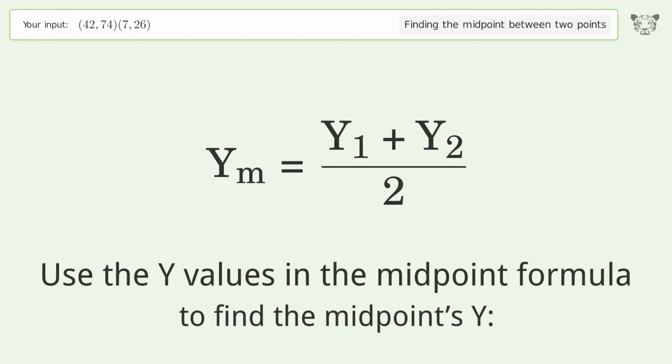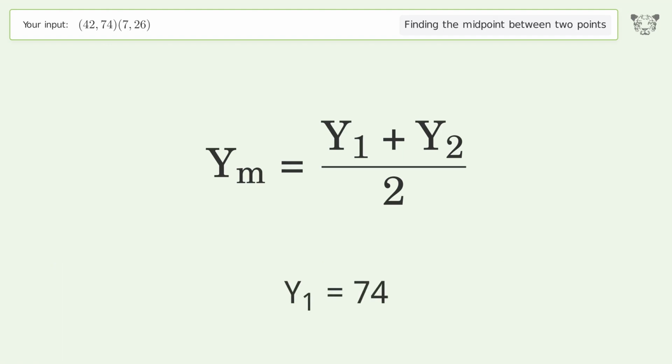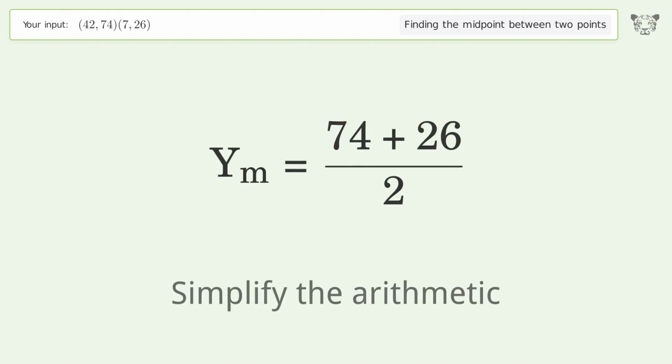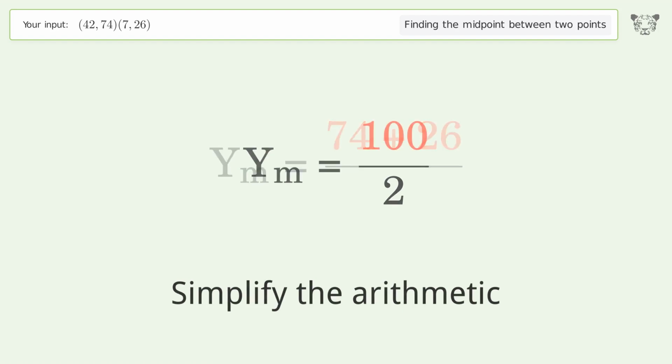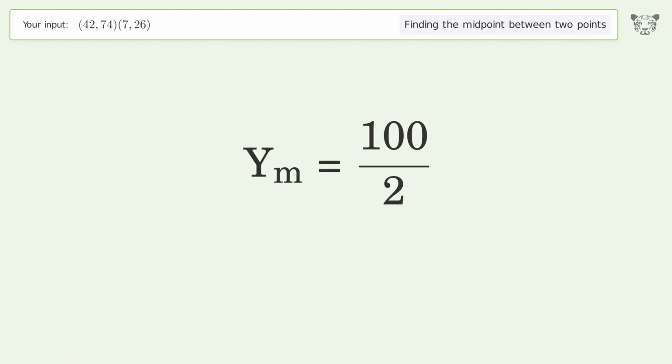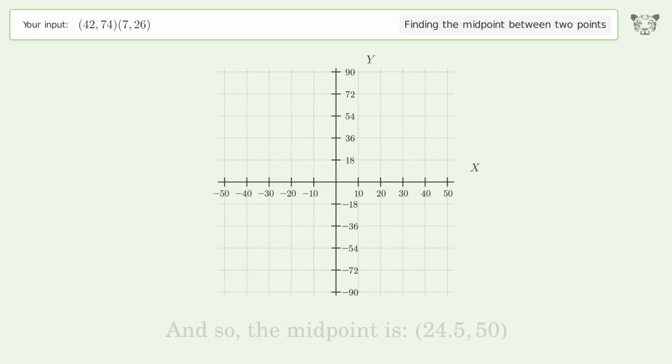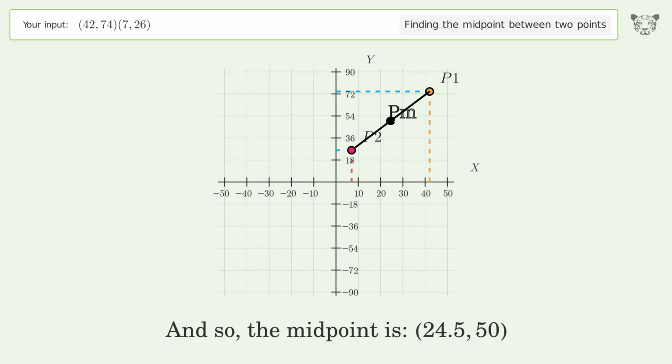Use the y values in the midpoint formula to find the midpoint's y. y1 equals 74. y2 equals 26. Simplify the arithmetic. And so, the midpoint is 24.5, 50.